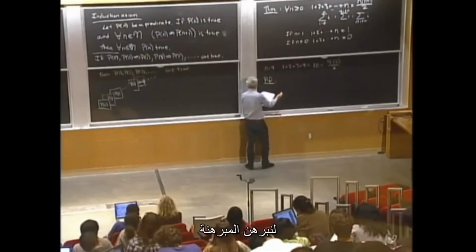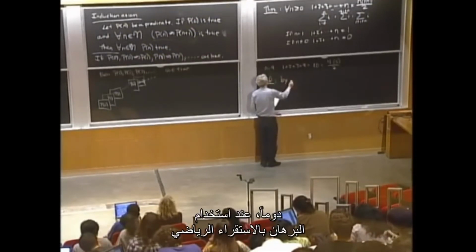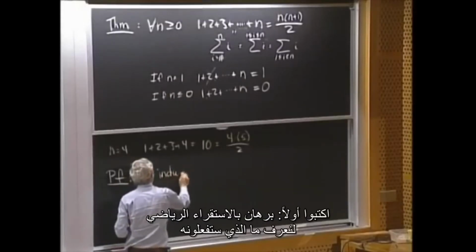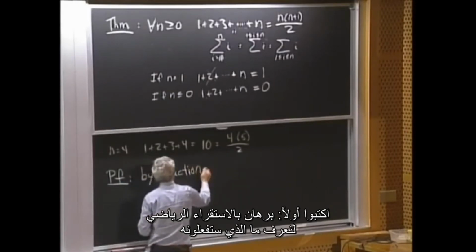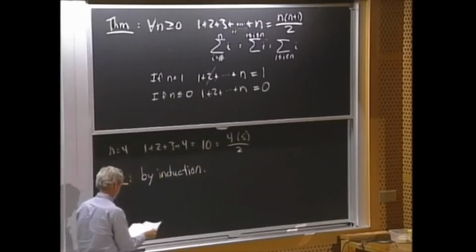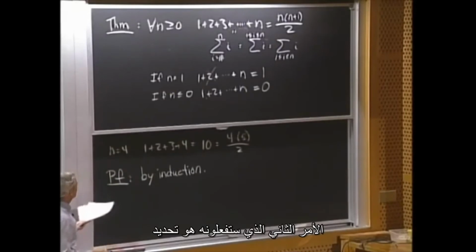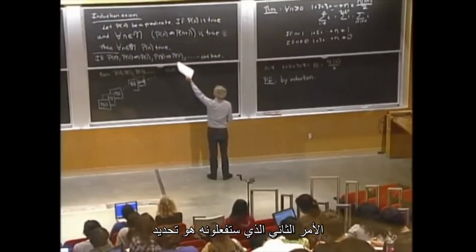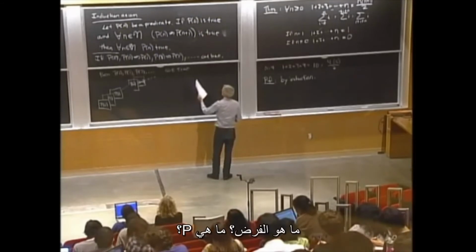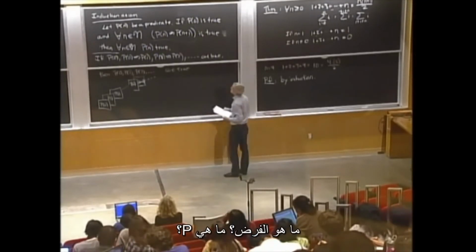So we'll prove the theorem. Whenever you're using a proof by induction, the first thing you do is write down "by induction," so we know what you're going to do. And the next thing you need to do is figure out what your predicate is. What's your inductive hypothesis? What's P?